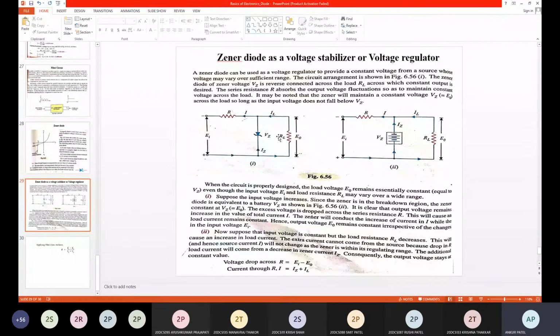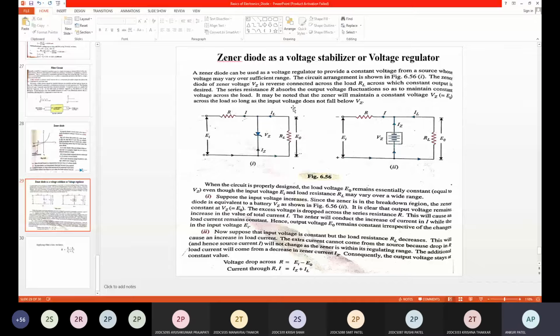Okay, so this is the application of Zener diode. We can regulate the voltage according to our requirement. We make the constant voltage across this load resistance by varying the input voltage. Or you can say we are making E0 equal to Vz, the voltage across this load resistance is equal to Vz. That we can achieve by using this Zener diode.